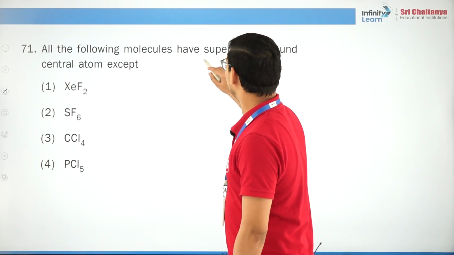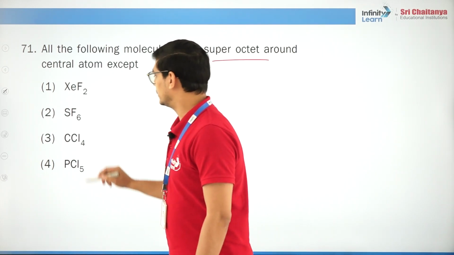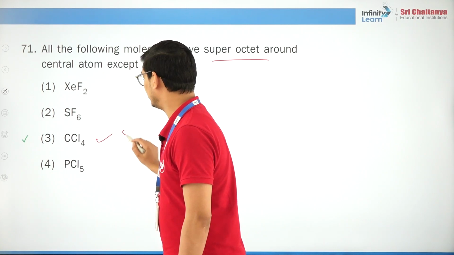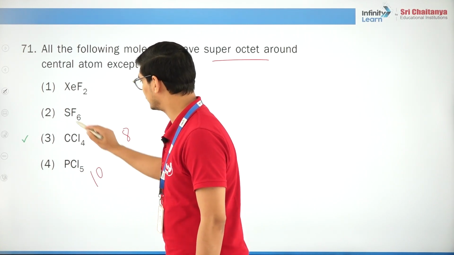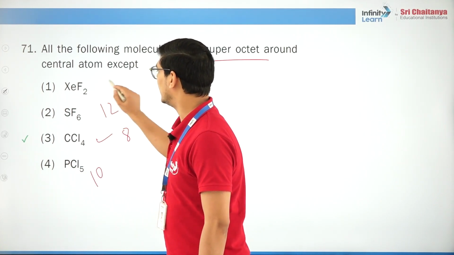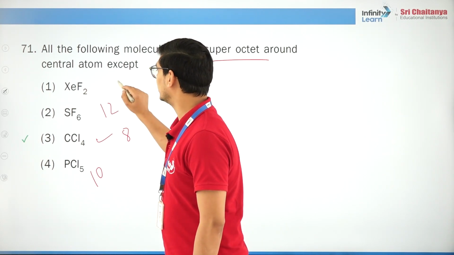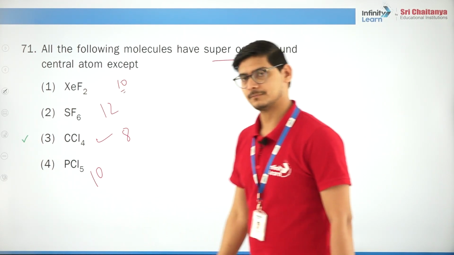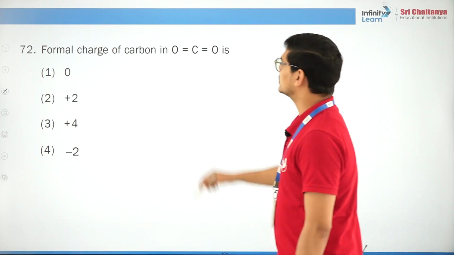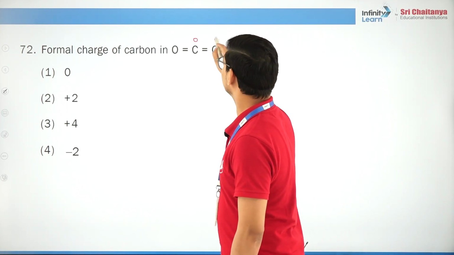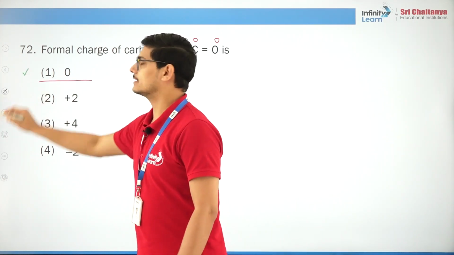All the following molecules have superoctet except obviously CCl4, 8 valence electrons. It has 10 valence electrons, it has 12 valence electrons, and it has how many electrons? 8 and 10 electrons. Is that clear? Formal charge on carbon, you can see it is 0, 0, 0. Right, so this is the correct answer.